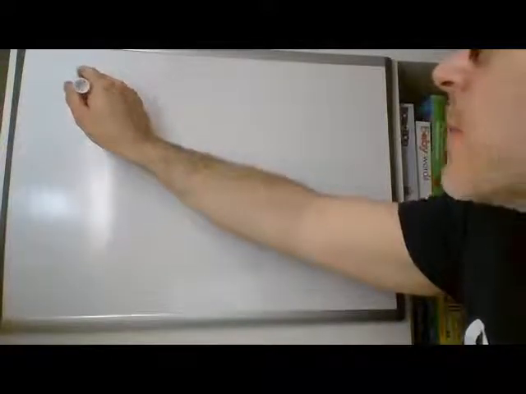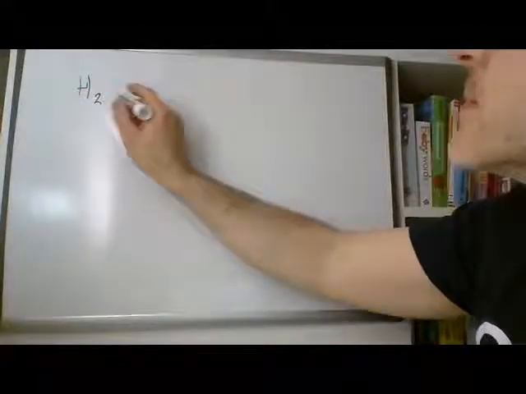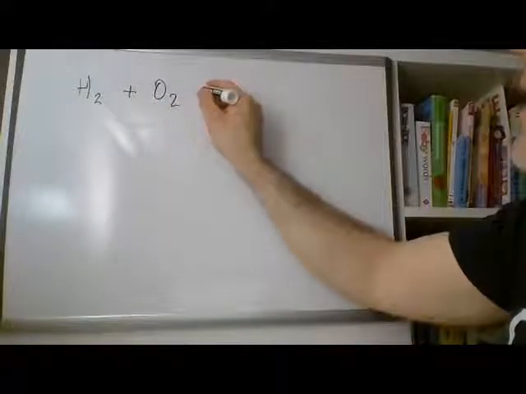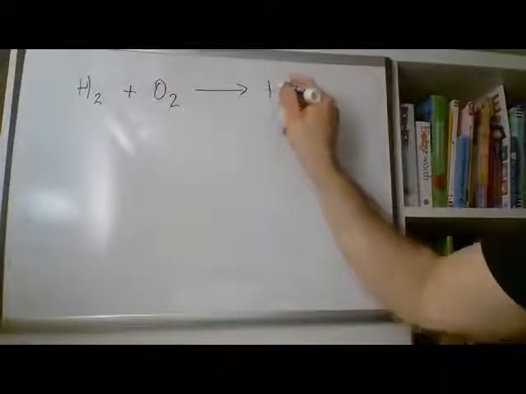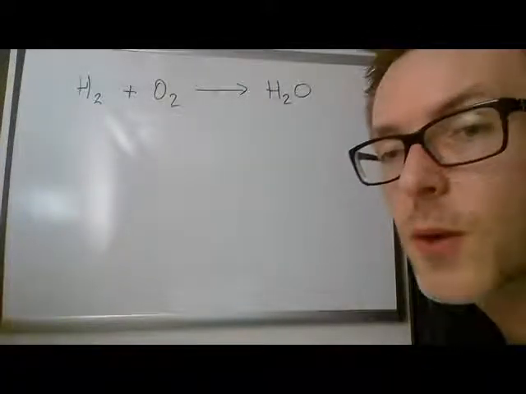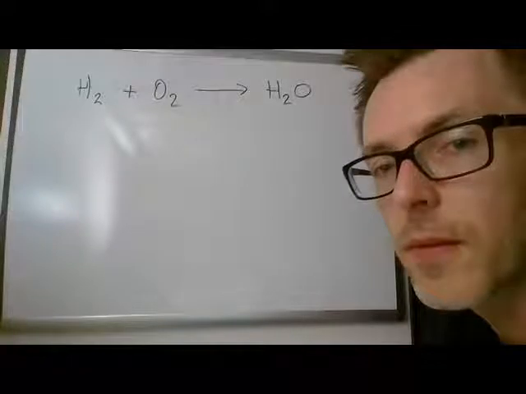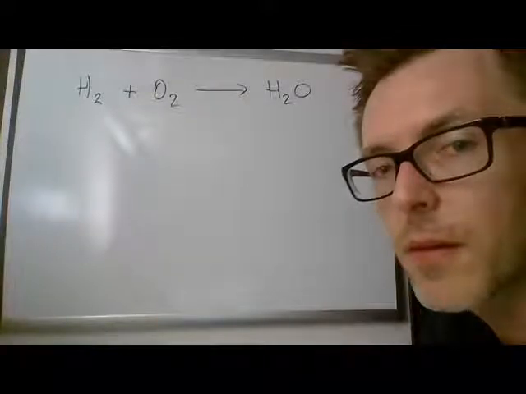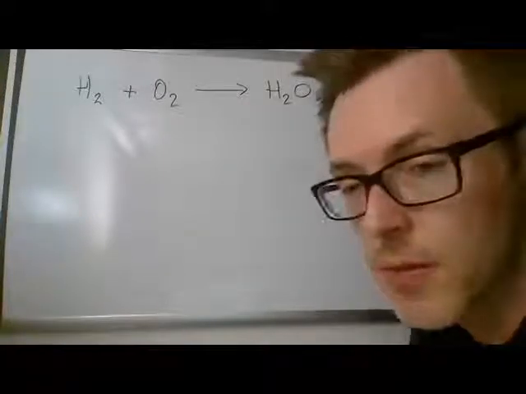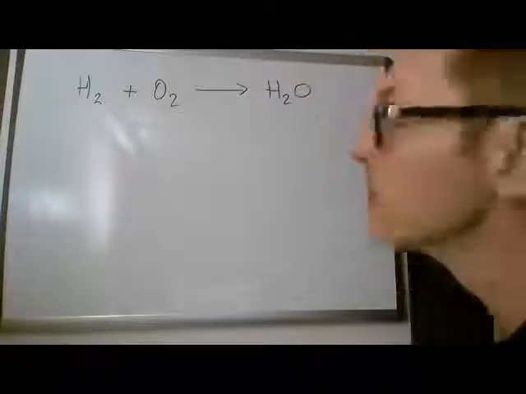So let's say we take hydrogen and oxygen, and we're going to make a water molecule. The first thing we need to do is balance the equation. So we need to make sure there's an equal number of items on either side of the arrow.